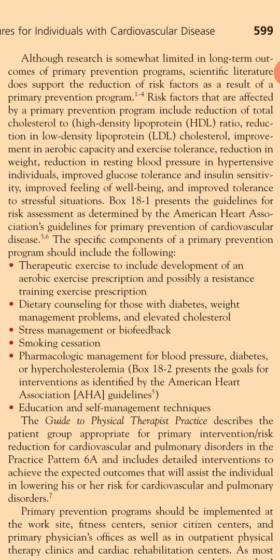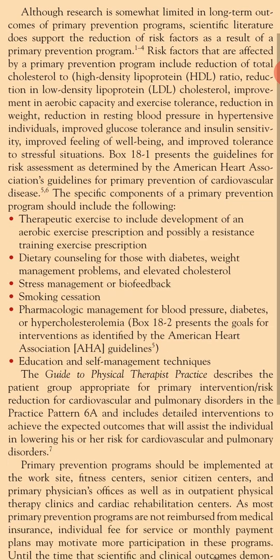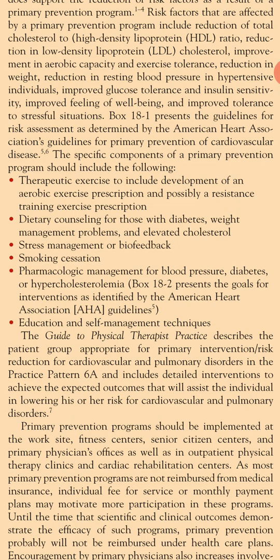Box 18.1 presents the guidelines for risk assessment as determined by the American Heart Association's guidelines for primary prevention of cardiovascular disease. The specific components of a primary prevention program should include the following: therapeutic exercise to include development of an aerobic exercise prescription and possibly a resistance training exercise prescription. Dietary counseling for those with diabetes, weight management problems, and elevated cholesterol. Stress management or biofeedback. Smoking cessation. Pharmacological management for blood pressure, diabetes, or hypercholesterolemia. Education and self management techniques.